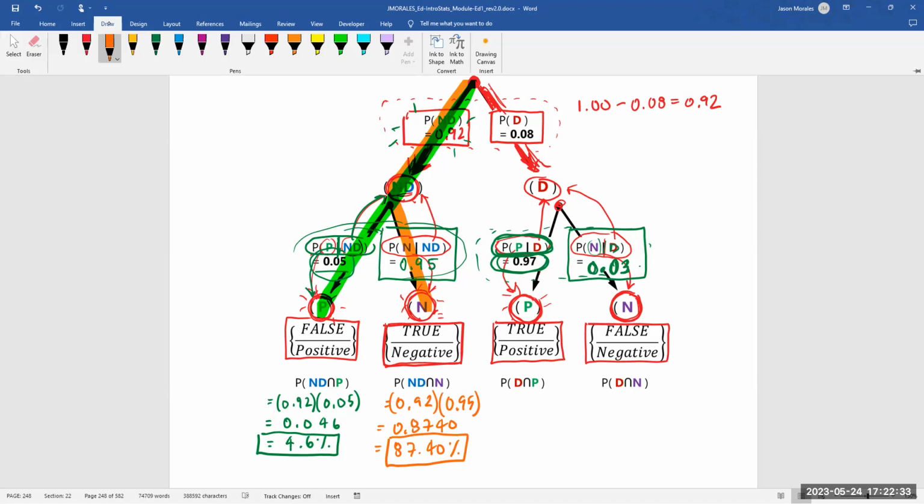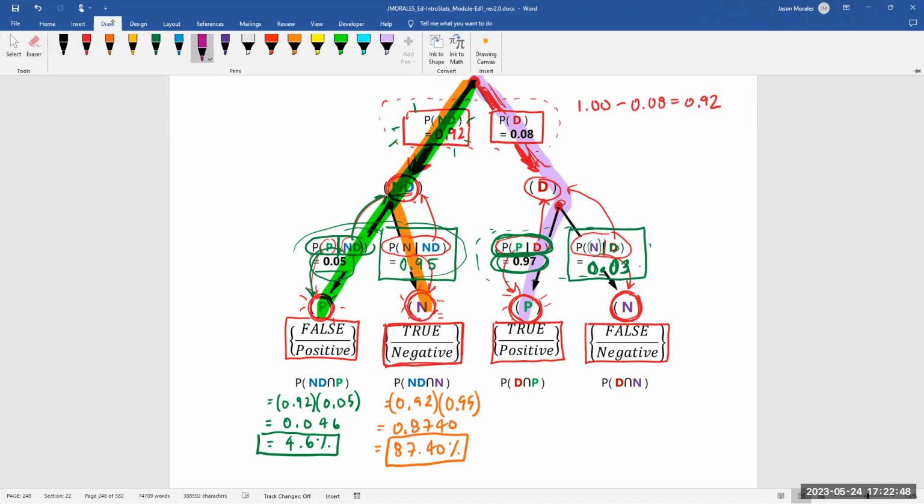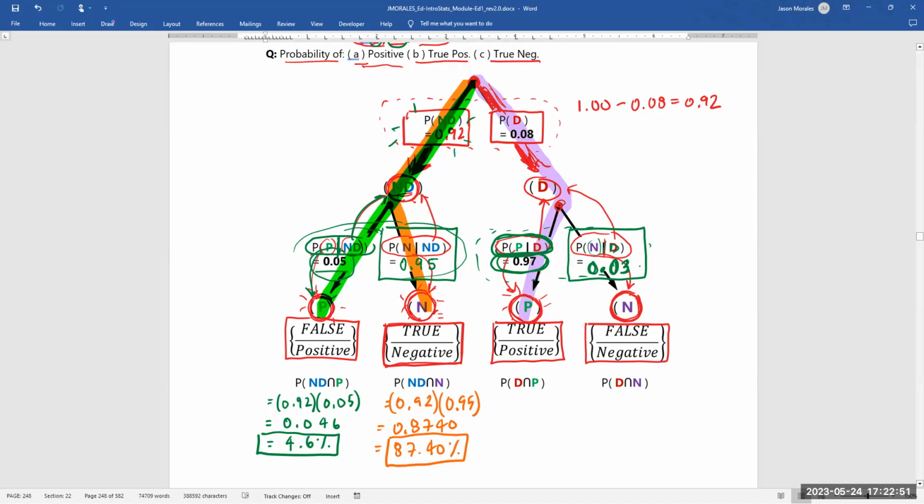Okay, let's look at another one. So to calculate the probability of a true positive, so a true positive would be you have the disease and you tested positive for it. And so that's going to be 0.08 times 0.97. And that gives you 0.0776, which is 7.76%.